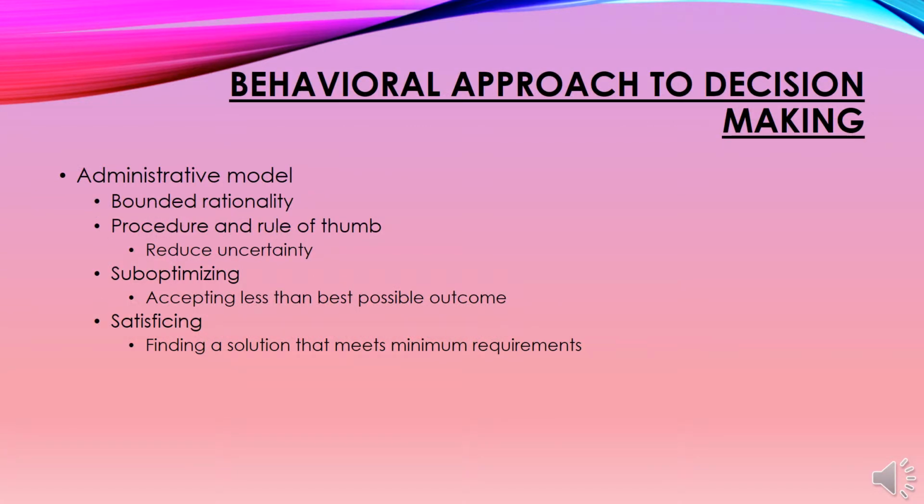The administrative model argues that managers use bounded rationality, rules of thumb, sub-optimizing, and satisficing in making decisions. Utilizing procedures and rules of thumb reduces uncertainty, while sub-optimizing means accepting less than best possible outcomes, and satisficing is finding a solution that meets the minimum requirement.